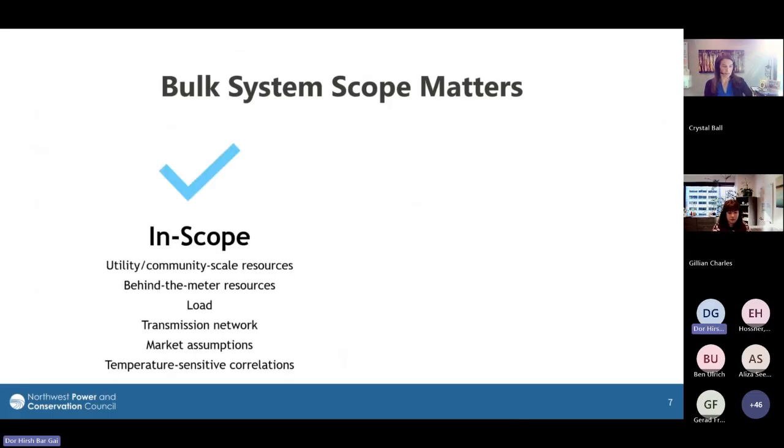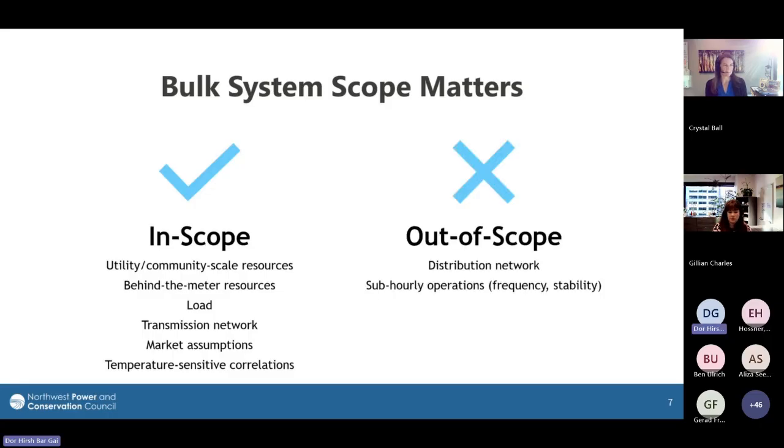Scope matters. As mentioned, you can see from all the different icons, lots of things are in scope, whether it's utility and community side resources, behind the meter resources, load, transmission, market, and as we will discuss as well, temperature sensitive correlations. What is out of scope typically is really the distribution network. As I mentioned, very important. We often asked about, wait, what about a downed tree or a frozen line? They can have life-threatening impacts, but they are part of operational decisions, and different metrics capture distribution. It is out of the scope of resource adequacy for long-term planning.